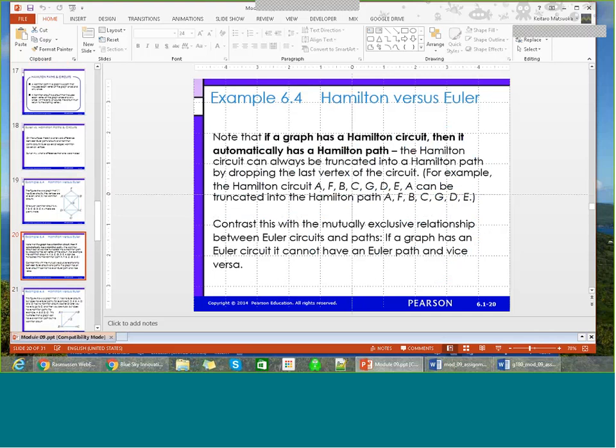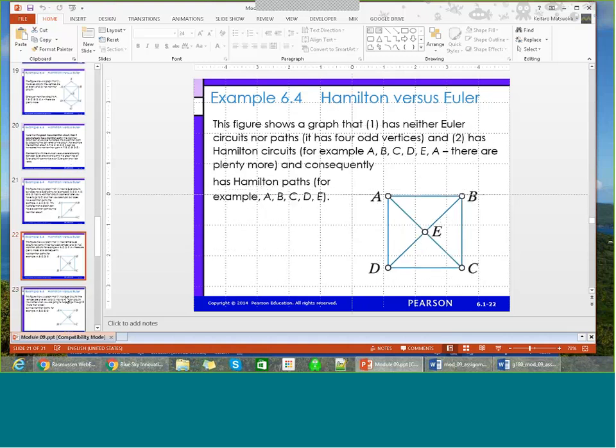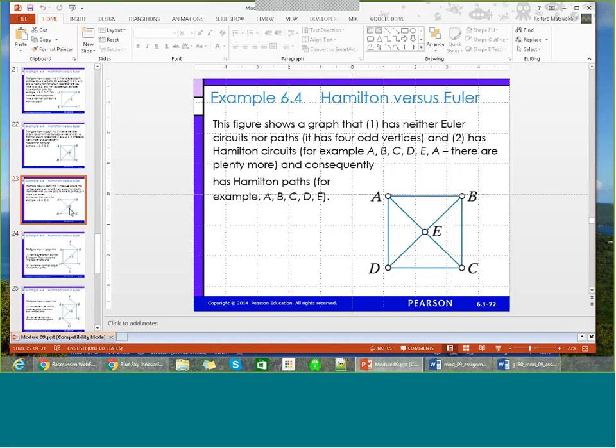So some more difference between Hamilton and Euler. A few more examples. So this one has a Hamilton path, but no circuit. And it does not have an Euler circuit, but it does have an Euler path. I have you read this to figure out what I am talking about here. So no Euler circuit, but it does have an Euler path. No Hamilton circuit, but it does have a Hamilton path. That's the kind of thing you'll be looking at for the next couple of slides. Okay.